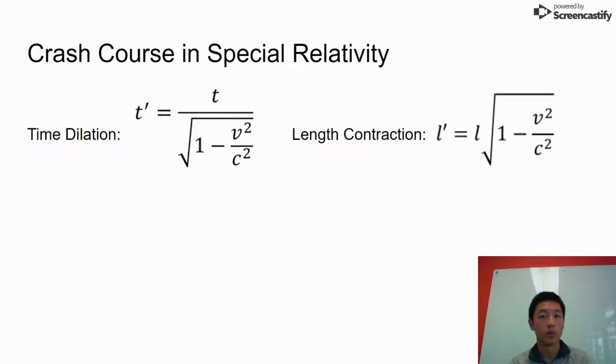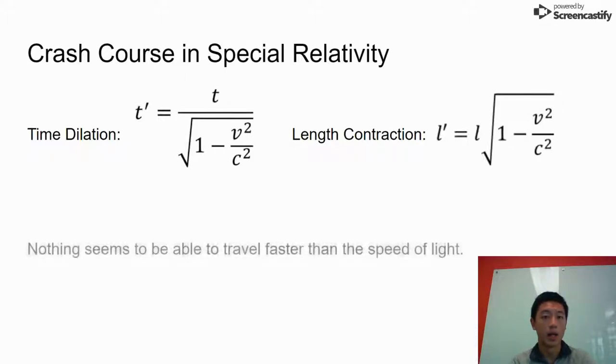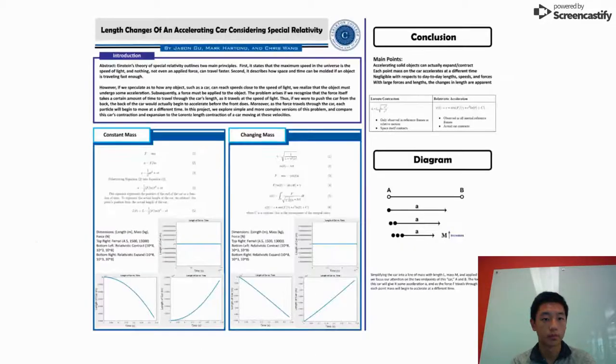And the second postulate of Einstein's theory of special relativity states that the speed of light is constant in all reference frames. And this is the idea that we're going to work off of, as it implies that nothing, not even information, can travel faster than the speed of light.